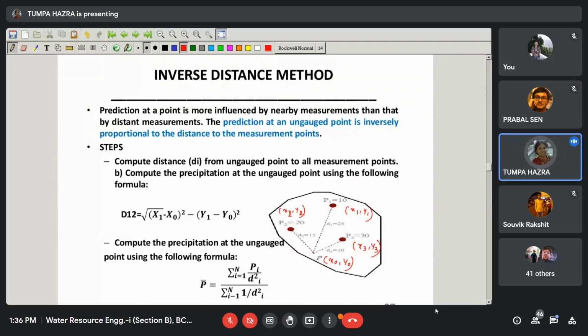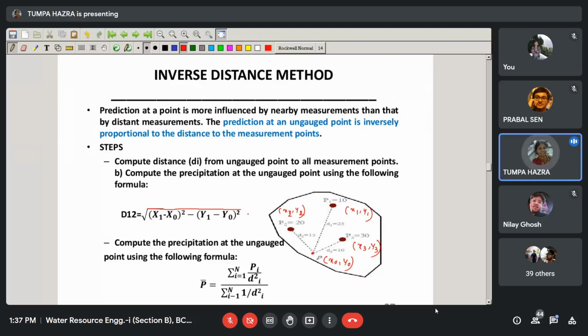For that, you have to calculate the distance between your sample station and the neighboring stations. If you have this distance, then no problem. But if you don't have this distance, then you can calculate it if you know the coordinates of the points, by the formula: root over of (xi minus x0) whole square plus (yi minus y0) whole square.